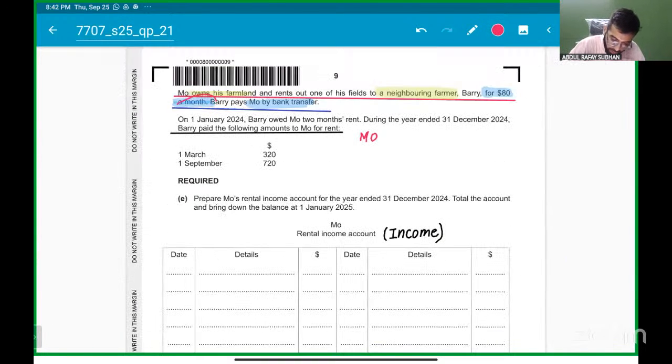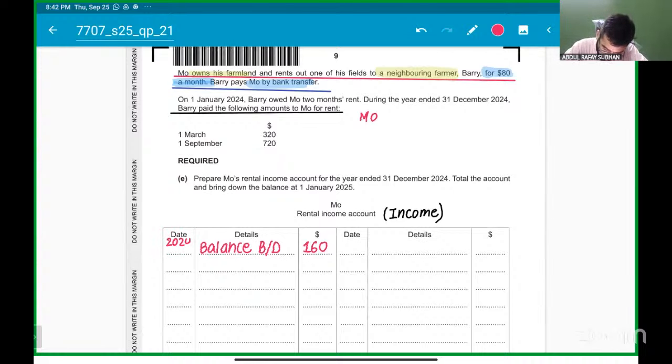Okay, so 1 month is $80, so for 2 months it will be $160. Am I right? So yes, it will be $160 balance brought down, because this is what we have to receive. It's an asset for us. We still have to receive 2 months' rent from Badi, and that is balance brought down 160. The date comes in as 1st January 2024. Then how much payments have we received? Bank is debited on both occasions, and the rental income account will be credited. So we got 320 here and 720 here on two different dates. That is bank transfer payments.